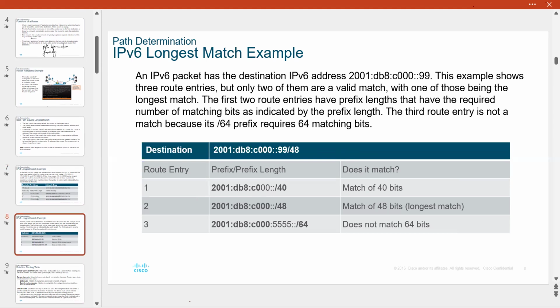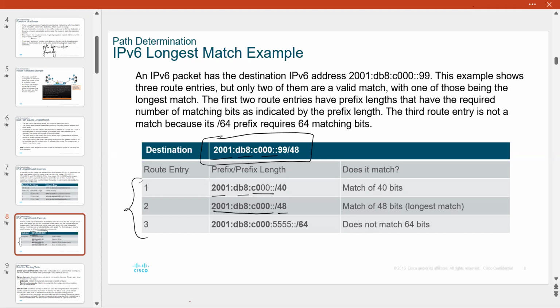Here we have an address. This one is the destination IP address. Then we have our 3 routes here. For this one, C000 /40, it means 40 bits must match, because if you look at this 2001:DB8:C000, it matches everything in the destination IP address here. So all the 40 bits of route number 1 match. Going to route number 2, all the 48 bits match as well, because it is matching the destination IP.